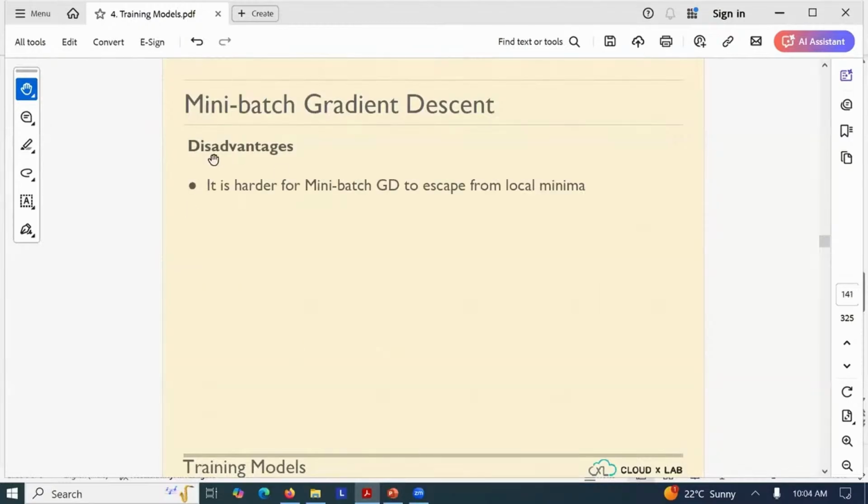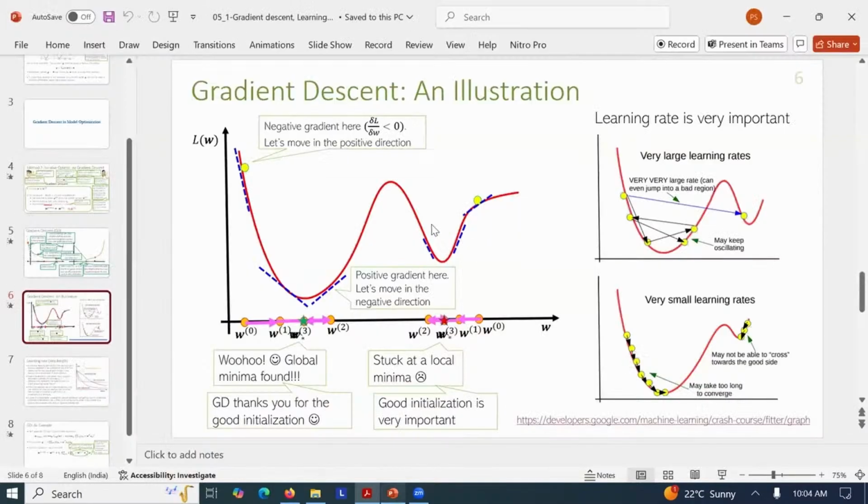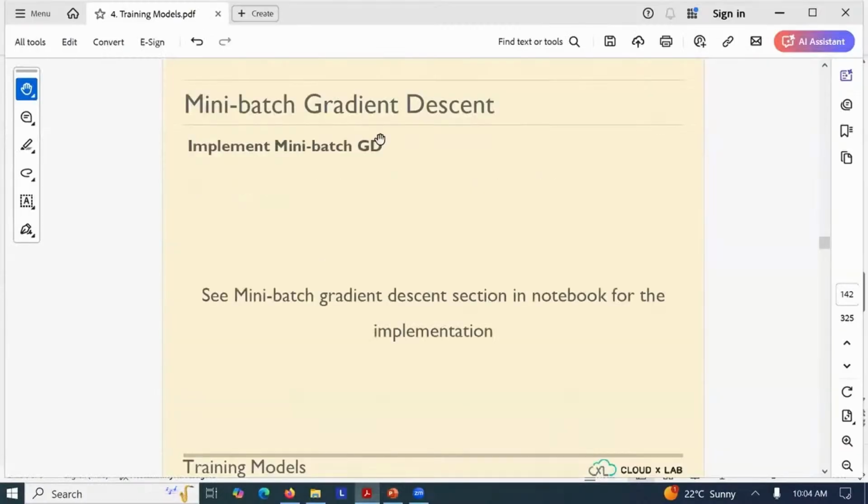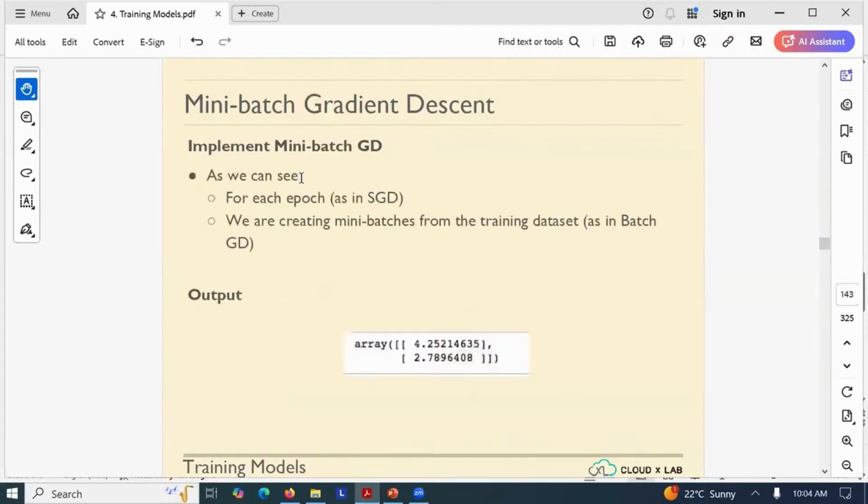So it's not like that in mini batch you cannot escape from local minima. Yes, you can escape from local minima if you increase your learning rate, right? Any doubt here? Okay, so let's discuss the implementation for mini batch GD.